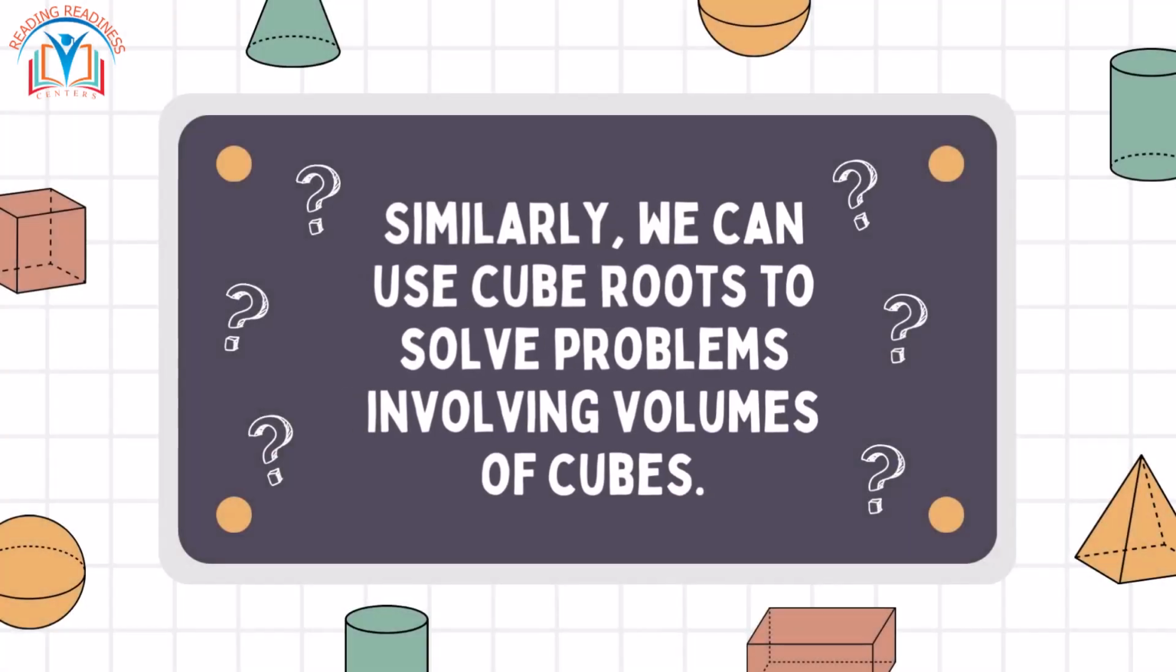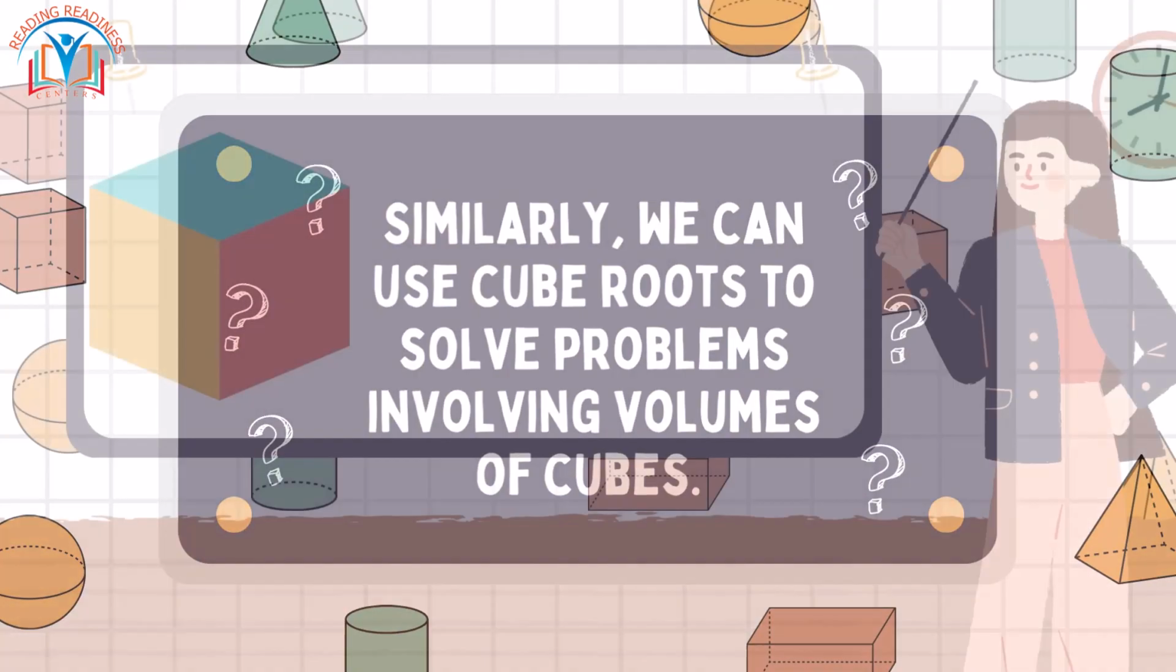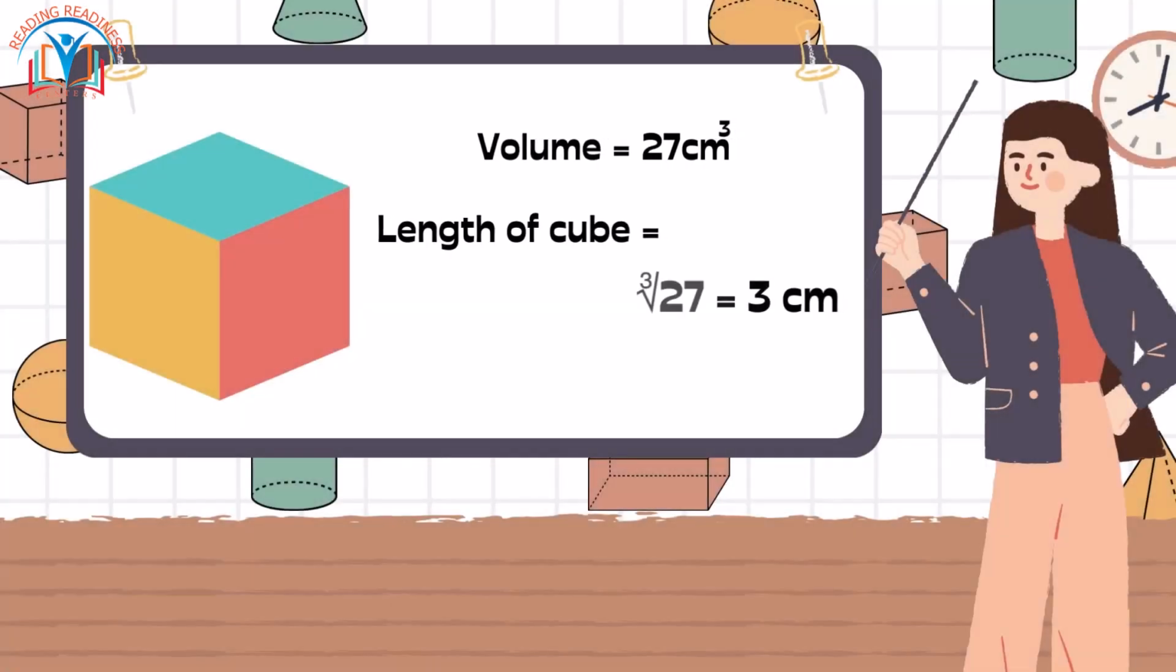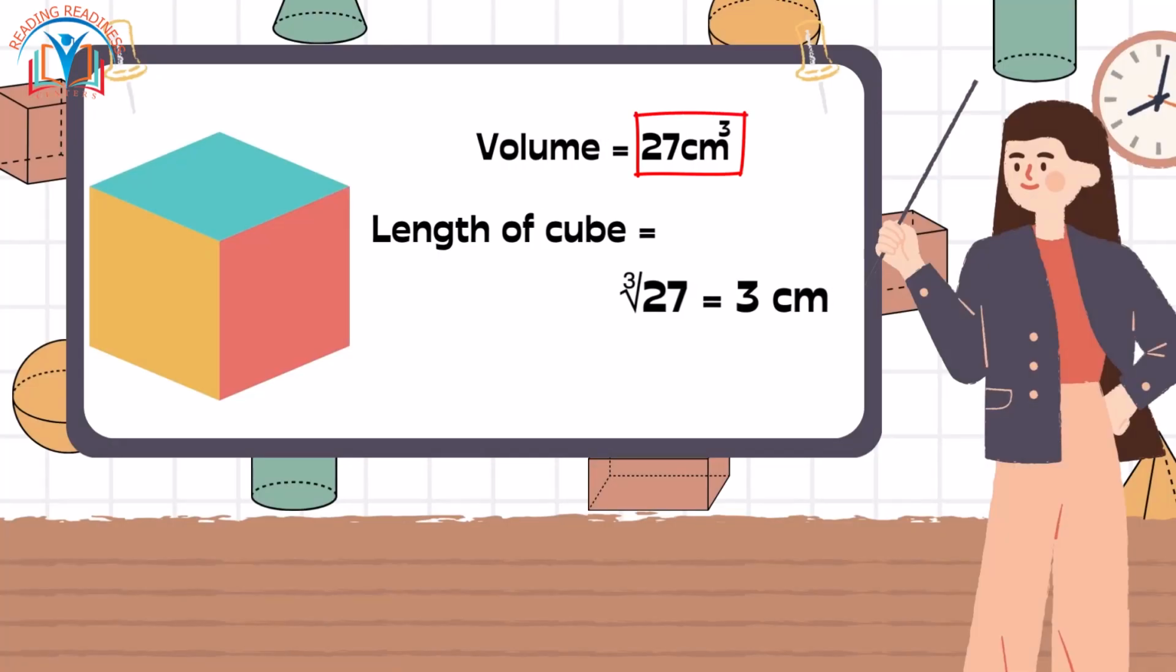Similarly, we can use cube roots to solve problems involving volumes of cubes. For example, if we have a cube with a volume of 27 cubic centimeters, we can find the length of its side by taking the cube root of the volume like this.